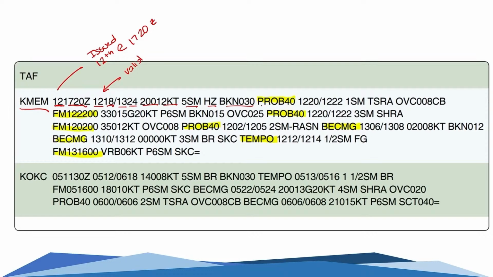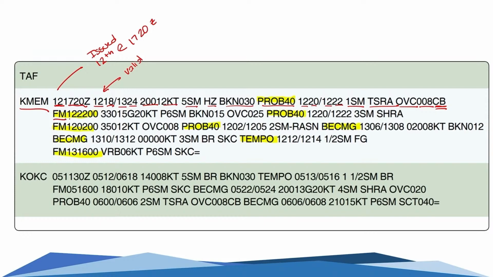Then we have a 40% probability that on the 12th day at 2000 to the 12th day at 2200, for a 2-hour period, there's a 40% chance that we will have 1 statute mile of visibility, thunderstorms with rain, and overcast at 800. Someone would ask what CB is. CB is cumulonimbus clouds. They're the only cloud type that's actually reported in the TAF. We don't care about any other type of clouds.